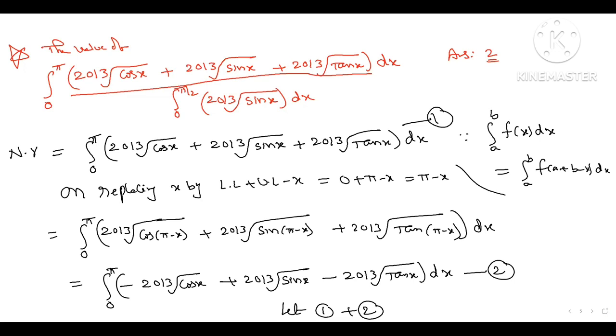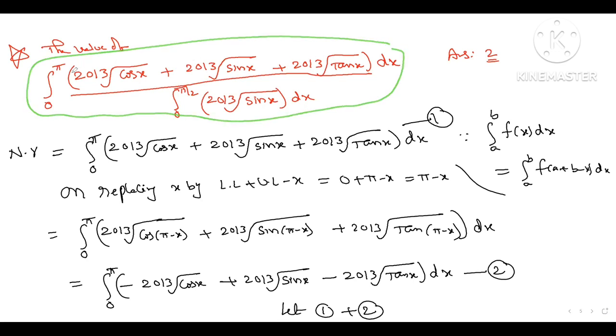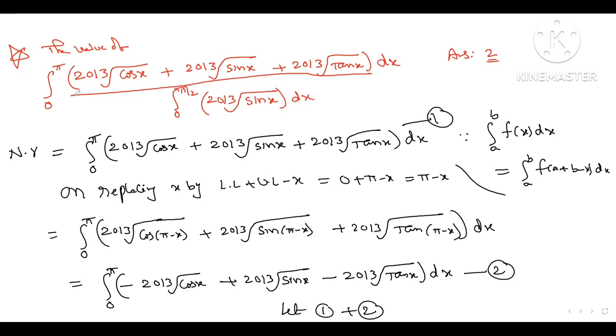Let us go to the next problem. The value of this total integration value. First find out the numerator value. So numerator is equal to integral 0 to pi. This total is numerator. So by using the king property.